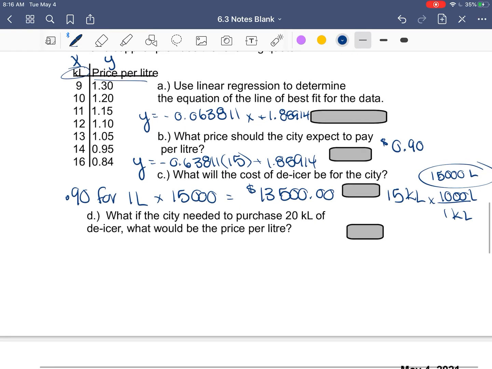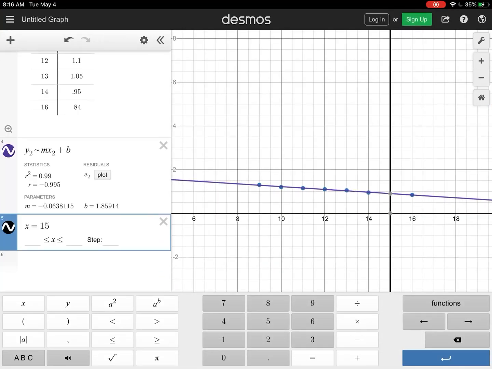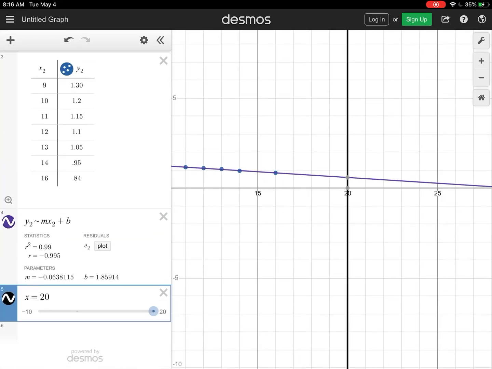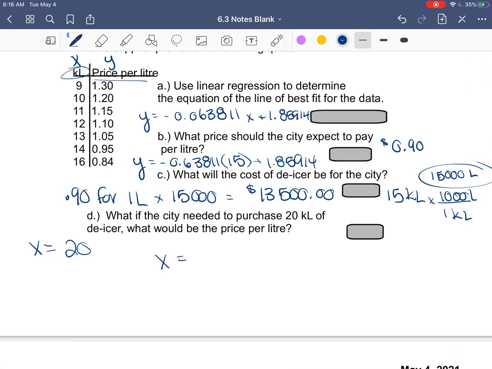What if the city needed to purchase 20 kiloliters of de-icer? What would their price per liter be? This is us looking for our cost per liter, or our y value. So again, we could say x is equal to 20, and on our graph, x is equal to 20 is over here, and that is 0.583, or 0.58. So they would expect to pay 0.58 per liter.